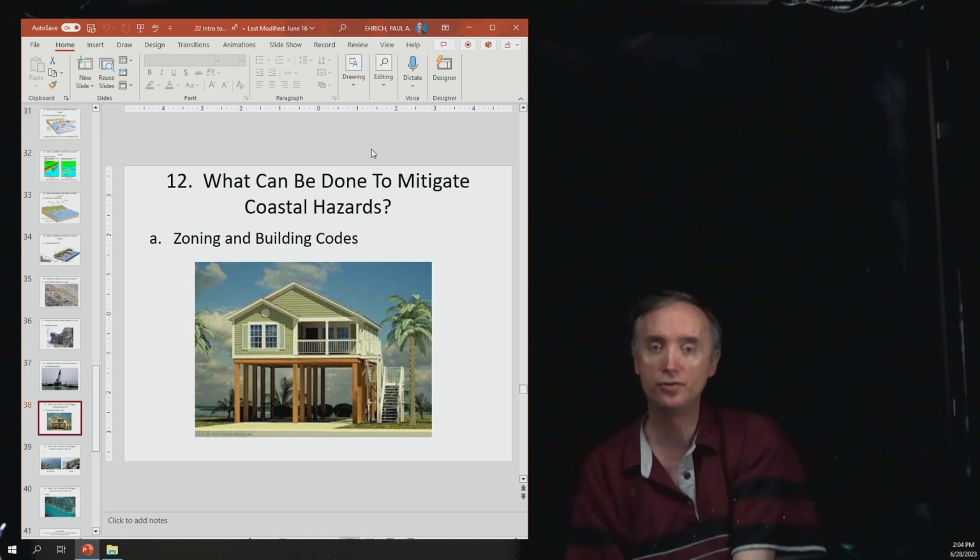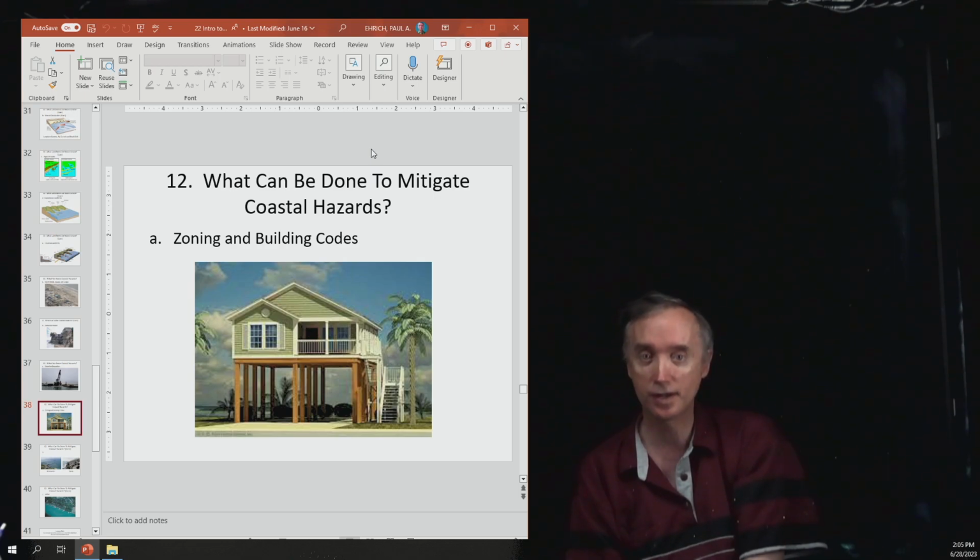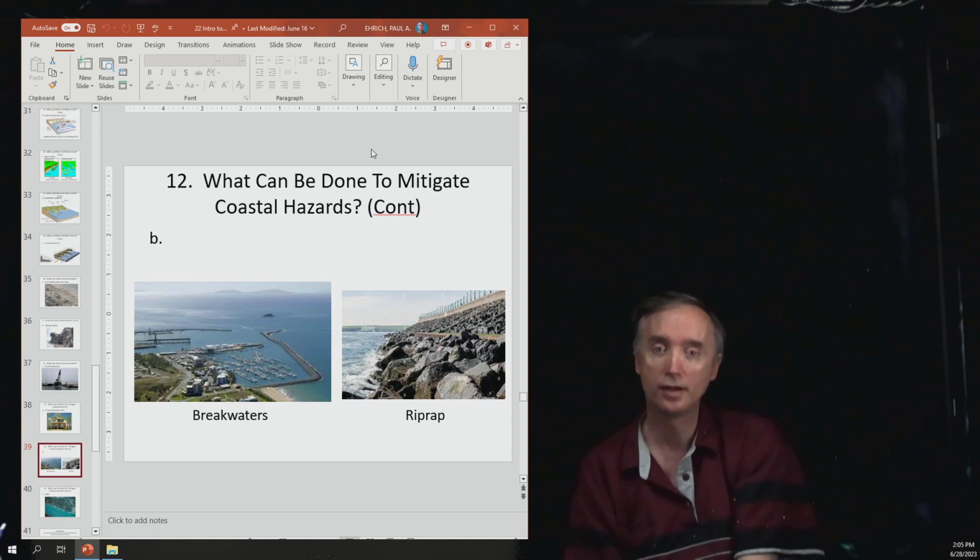So what can you do to mitigate these coastal process problems? One is, if you don't want to have your house wiped out by a hurricane, then don't build your house next to a coastline. So zoning and building codes. Another thing is, if you don't like the flooding, then take your house and put it up on top of stilts.